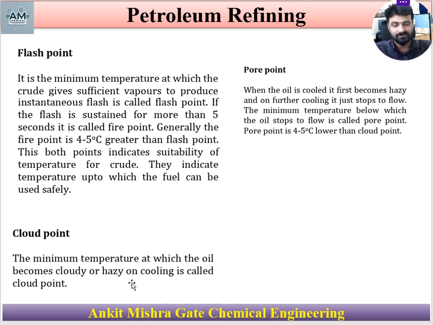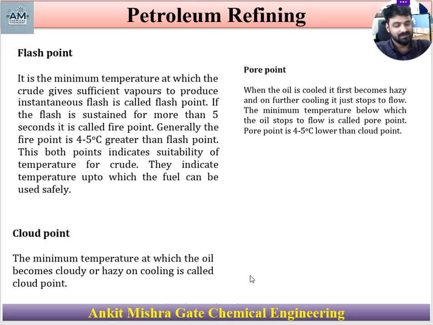Next is the cloud point. The definition is the minimum temperature at which the oil becomes cloudy or hazy on cooling is called the cloud point. Let's say when you decrease the temperature, what will happen? Due to the decrease in temperature, the oil will start becoming cloudy or hazy. That point will be called the cloud point. So again, this is a minimum temperature, right? Because you are decreasing the temperature. This will tell you the minimum temperature from which you can start using the crude oil, right? Below this you cannot use it.